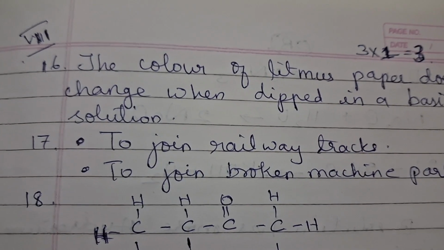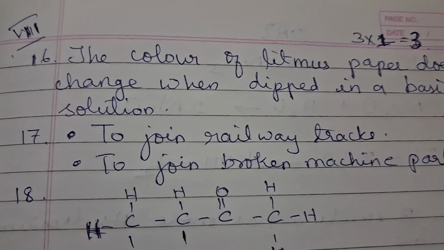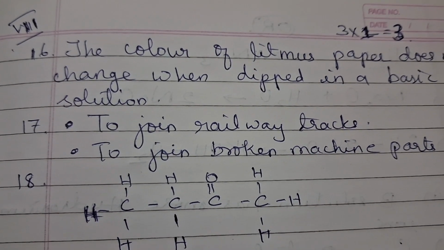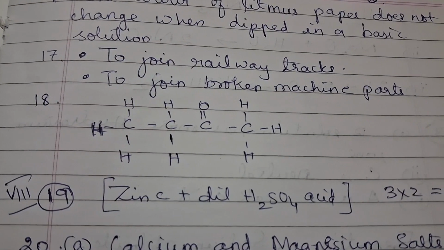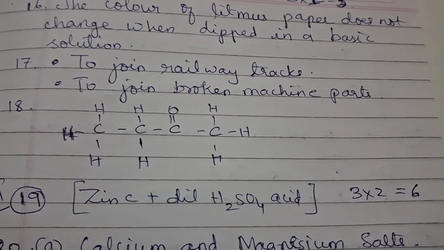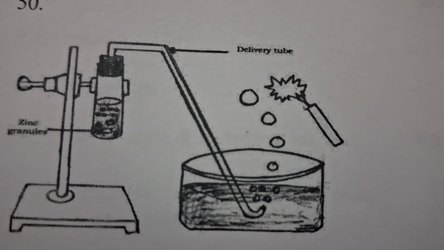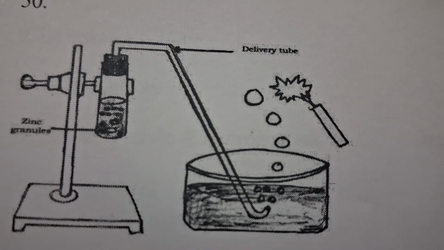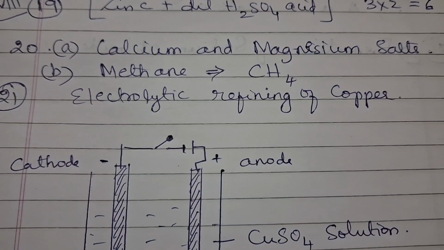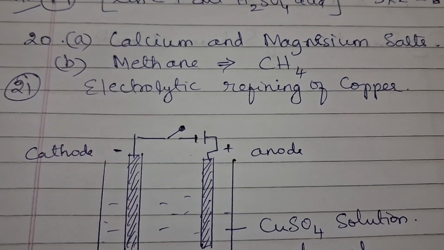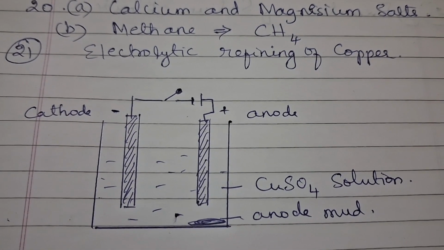This is the chemistry part. 13, 14, 15 are chemistry objective type questions. Now 16, 17 and 18 are 1 mark questions. 19th question is a diagrammatic question. This is the diagram for the 19th answer: zinc granules and dilute sulfuric acid. 20th A and B answer. 21, electrolytic refining of copper, the diagram for this.